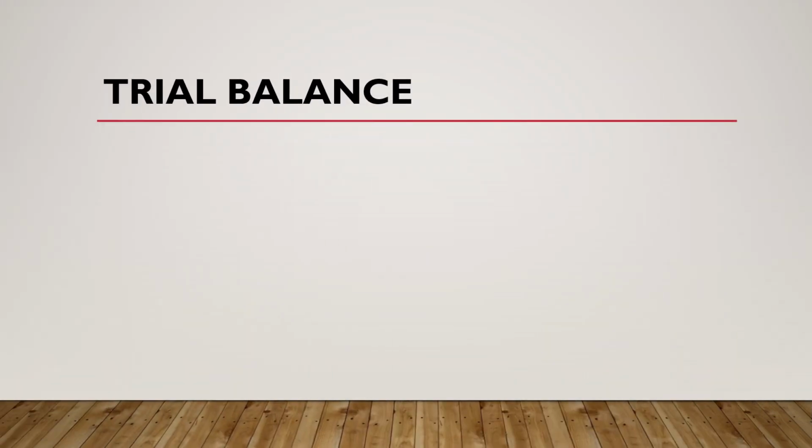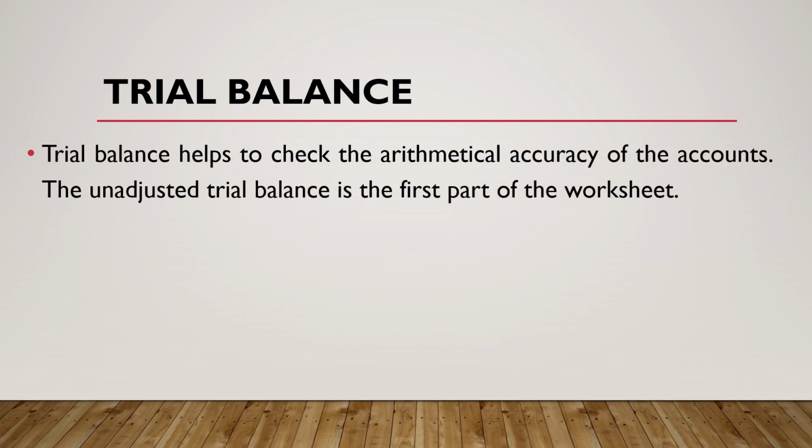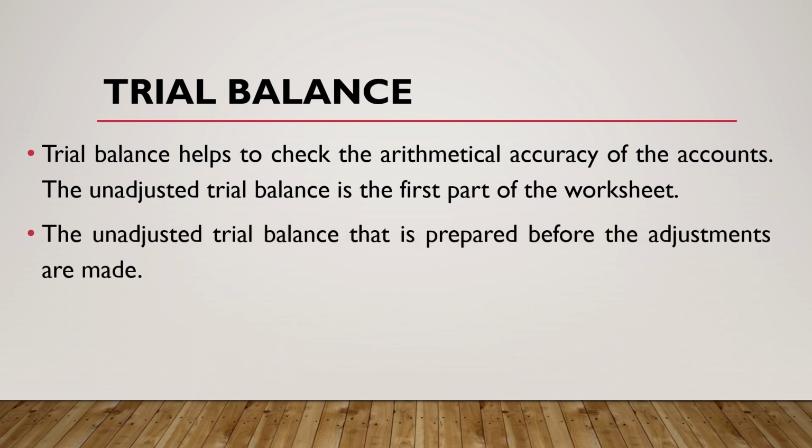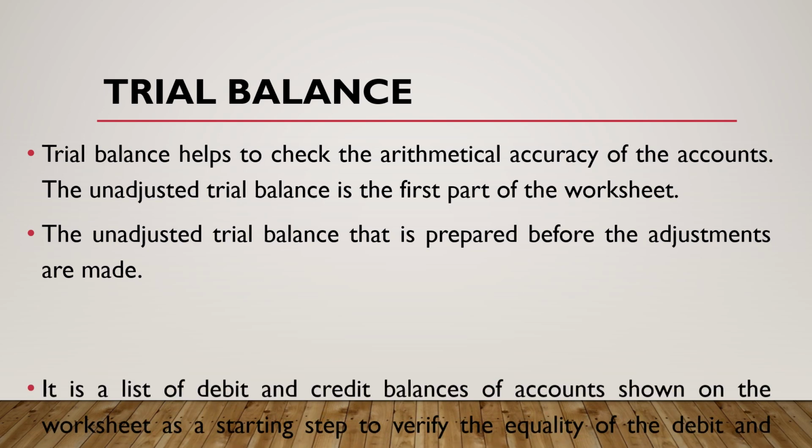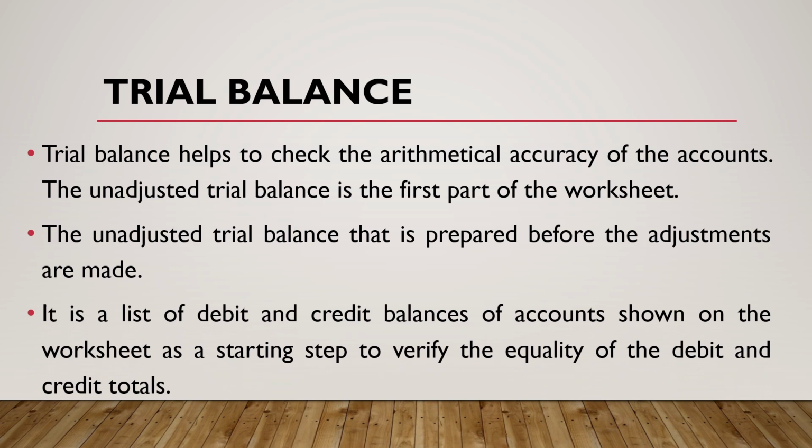The worksheet starts with the trial balance. The trial balance helps to check the arithmetical accuracy of the accounts. The unadjusted trial balance is the first part of the worksheet. It is prepared before the adjustments are made. It is a list of debit and credit balances of accounts shown on the worksheet as a starting step to verify the equality of the debit and credit totals.